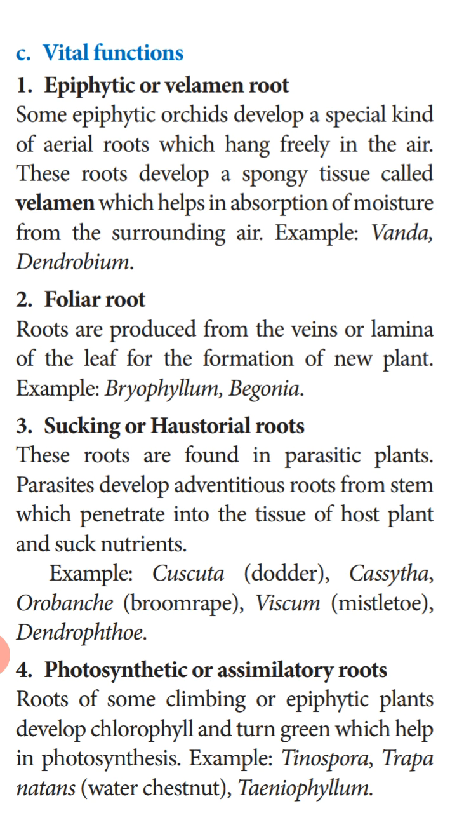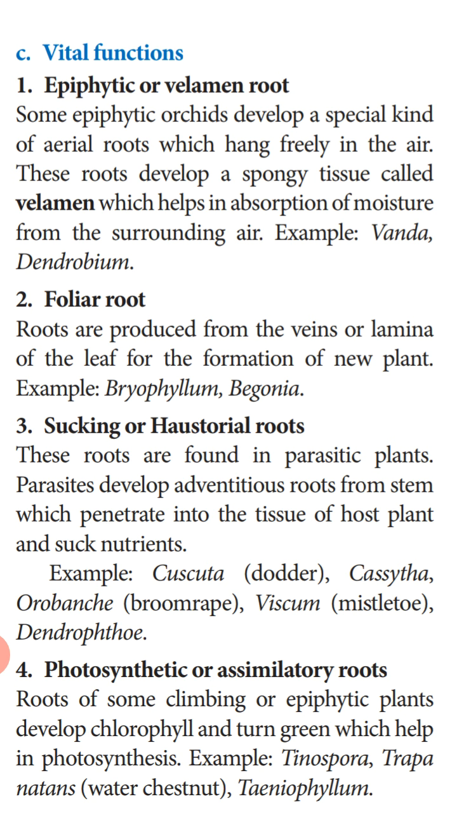Next is the foliar root. Roots produced from the veins or lamina of the leaf for the formation of a new plant are called foliar roots. A common example we have studied is bryophyllum. In bryophyllum, we have seen that in the leaf margin there are notches. In these notches, the buds are present. These buds develop roots. Such roots are called foliar roots. With the help of these roots, the new plant can be established.